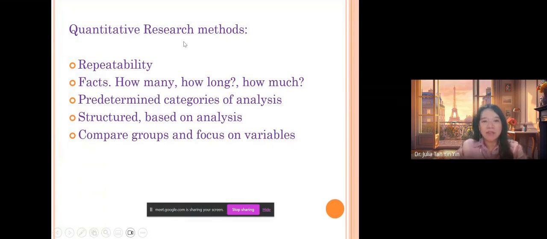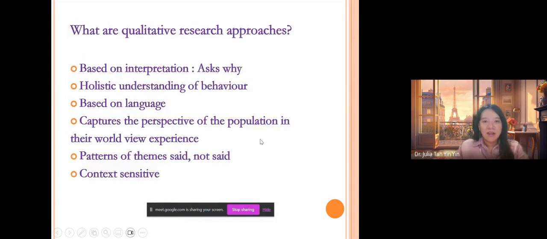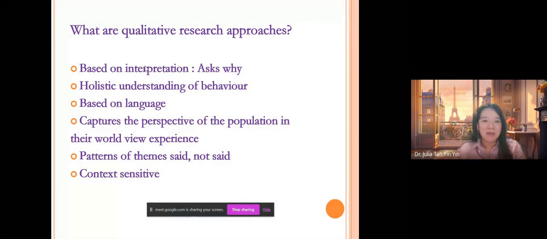Now we see qualitative. Qualitative is not like that. It's not about all this. So what are qualitative research approaches? Firstly, it is based on interpretation. How we interpret the meaning, like after we interview them and they say something, we need to interpret their meanings, the surface meaning and also the hidden meanings. Sometimes the meanings are symbolic, right?